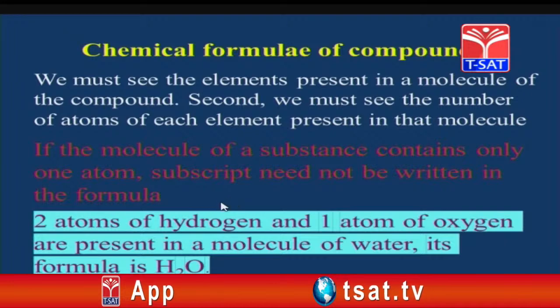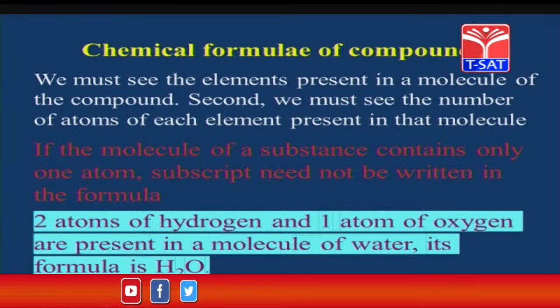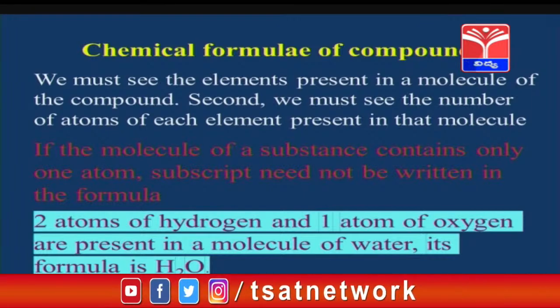If two atoms of hydrogen and one atom of oxygen are present in a molecule of water, its formula is H2O. Water molecule formula is H2O. In H2O, two hydrogen atoms are there and one oxygen atom is there. The symbol of hydrogen is H. First we write the symbol, then the subscript 2, that is H2, and the next element is oxygen and the symbol of oxygen is O. So, that is why H2O. It is the chemical formula of water.